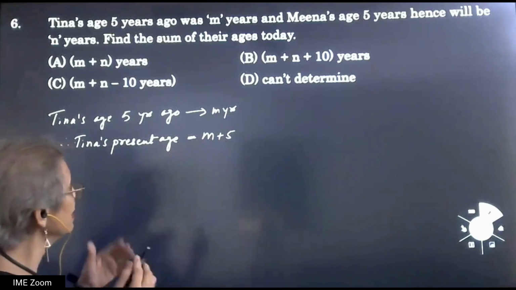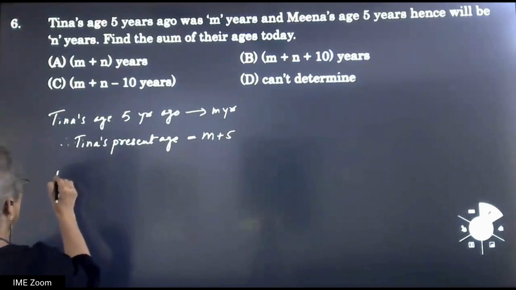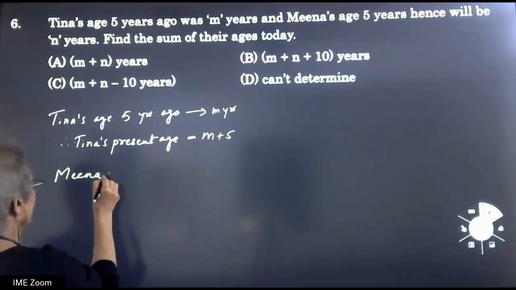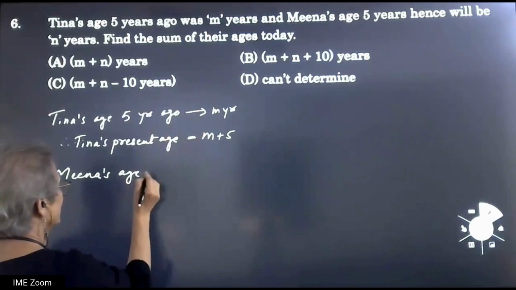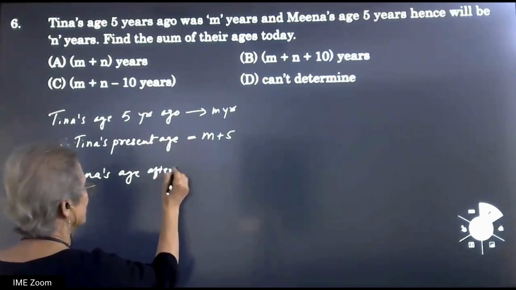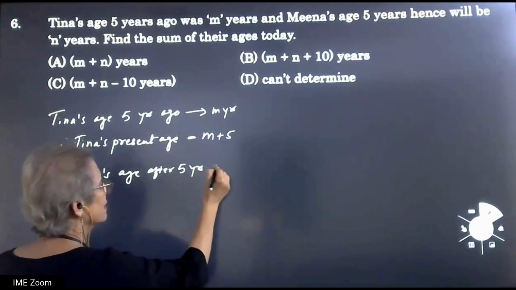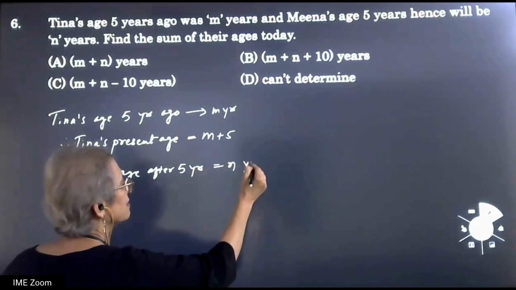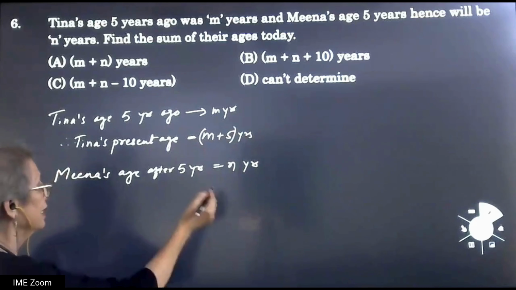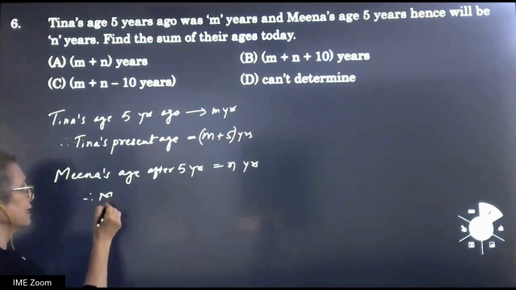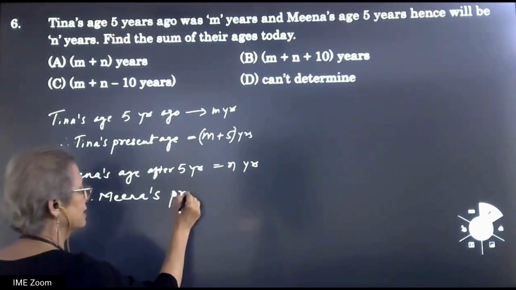Right? Now, who's next? It is Meena. Okay. Let us see now. What is given? Meena's age 5 years hence, hence means after 5 years, is N years. Every time we must write years because that is the age. N years. And therefore Meena's present age.